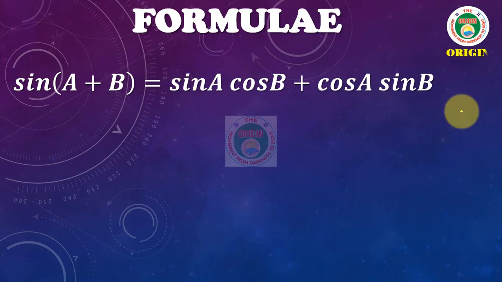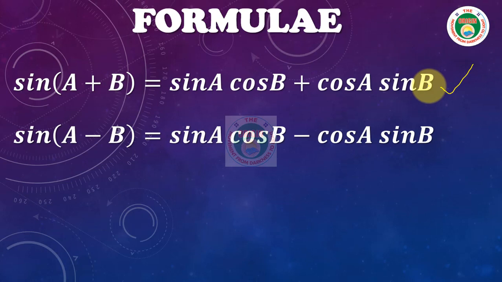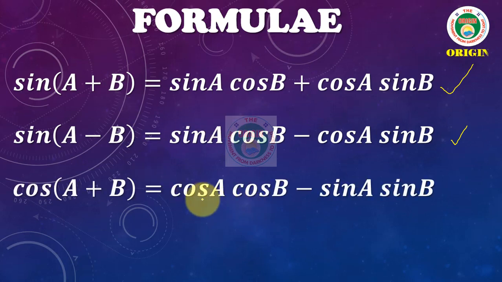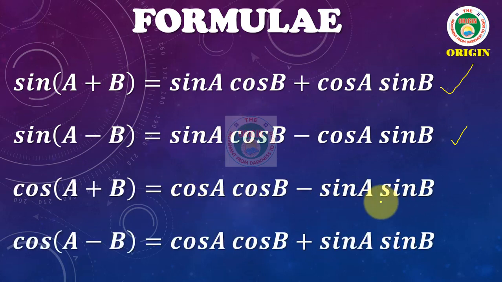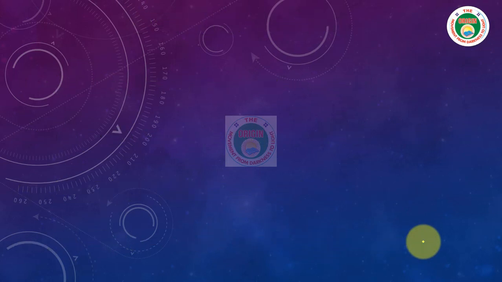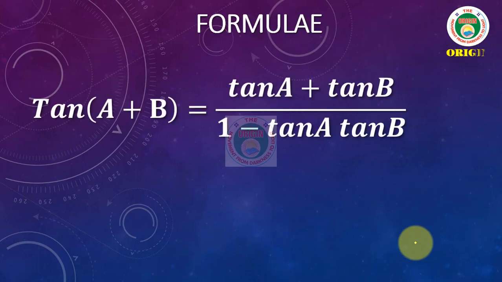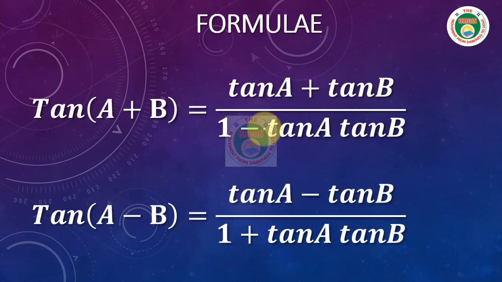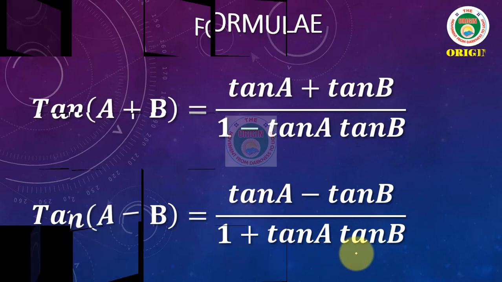Next formula: sin of a plus b equal to sin a cos b plus cos a sin b. Sin of a minus b equal to sin a cos b minus cos a sin b. Cos of a plus b equal to cos a cos b minus sin a sin b. Cos of a minus b equal to cos a cos b plus sin a sin b. Tan of a plus b equal to tan a plus tan b by 1 minus tan a tan b. Tan of a minus b equal to tan a minus tan b by 1 plus tan a tan b.